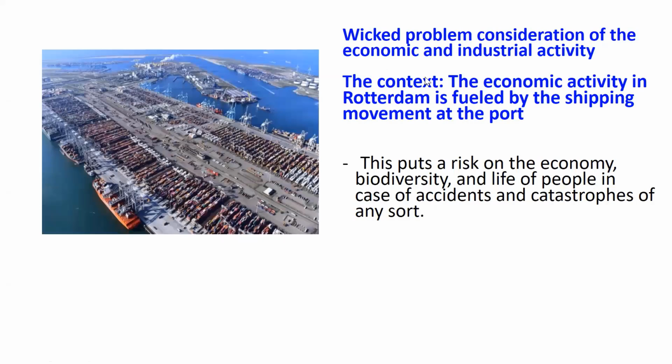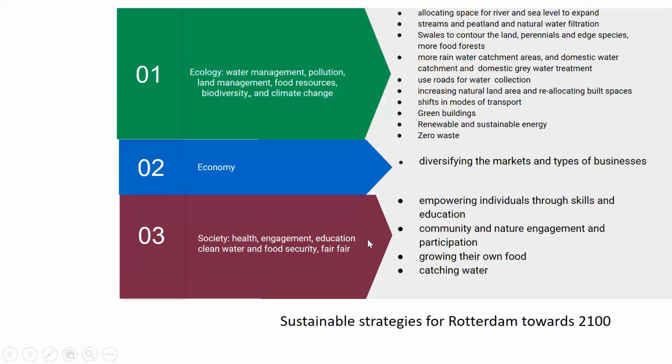Now, the wicked problem consideration of the economic and industrial activity. So the economic activity is fueled by the shipping movement at the port. This puts a risk on the economy, biodiversity, and life of the people in case of any accidents and catastrophes of any sort. Example, what happened in Lebanon.